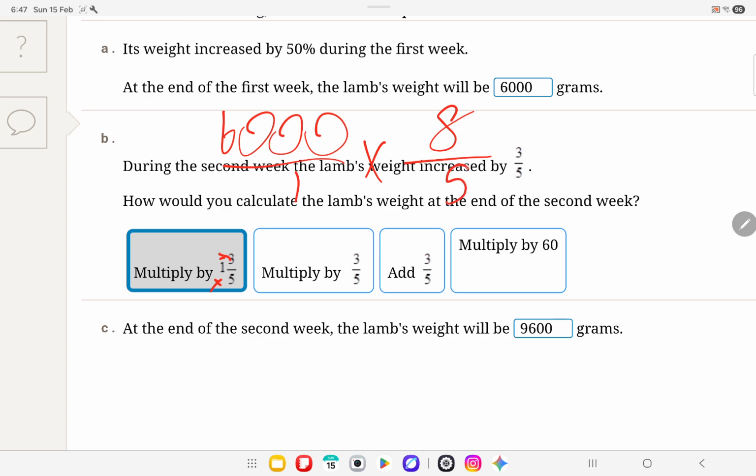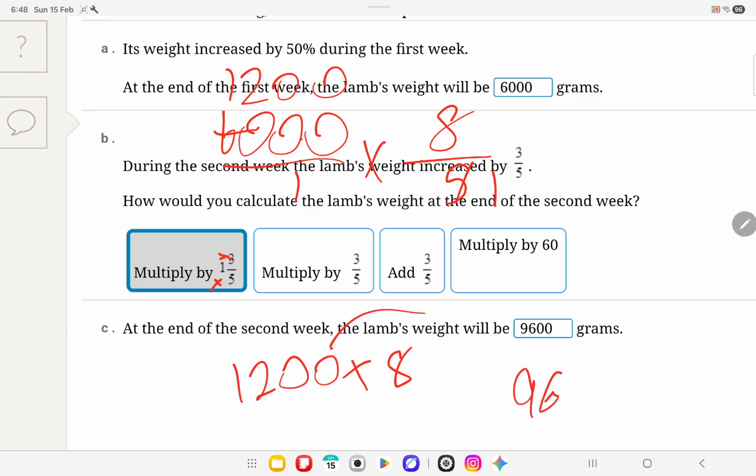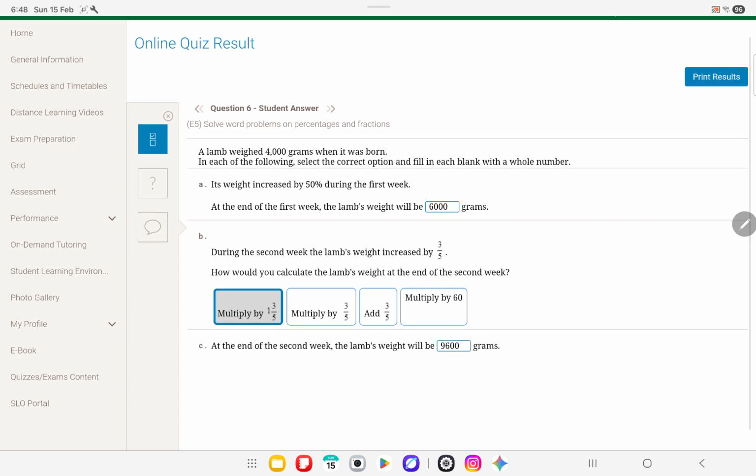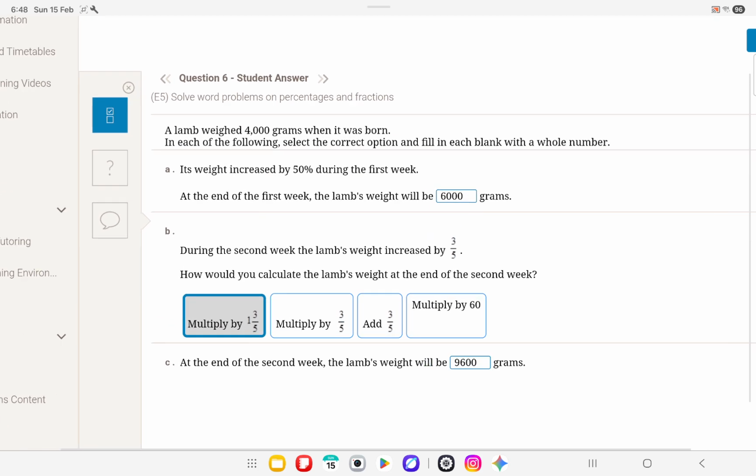We can divide. 5 divided by 5 is 1. Here, just cover 2 zeros. 60 divided by 5 is 12. Then we add the 2 zeros. So then we have 1,200 times 8, all over 1, which is the same thing. So we cover 2 zeros. 12 times 8 is 96. Then we add the 2 zeros again. It'll be 9,600. That's it. Pretty easy.